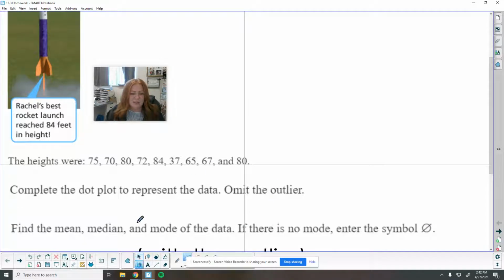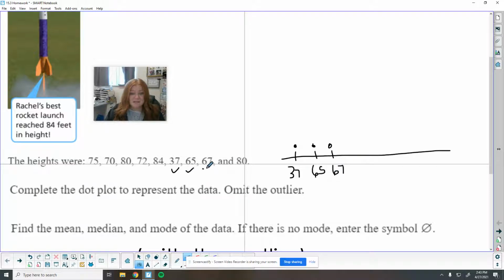So the first thing we want to do is create that dot plot. So I can see my smallest number is 37. And then go up to 65. So if you're doing this on Ed, make sure you drop them up or down. If it doesn't have any, make sure you drop it all the way down so it doesn't include that.